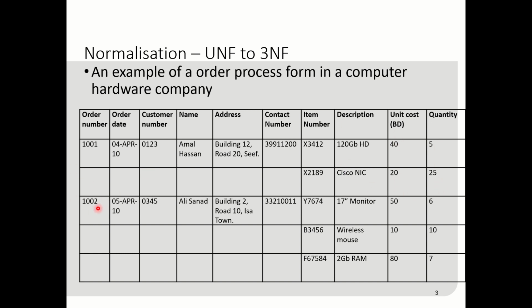If you look at order number 1002, all these are the items which he bought. So these are all multi-valued attributes. For 1001, if you look at item number, there are two item numbers, this one and this one. So this is a multi-valued attribute for this one, and this is the multi-valued attribute for this one. Now you understood that there are some multi-valued attributes.